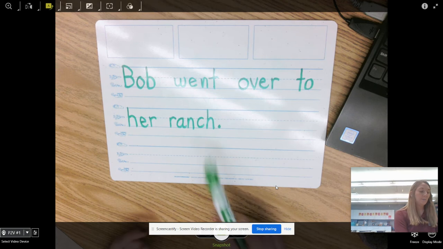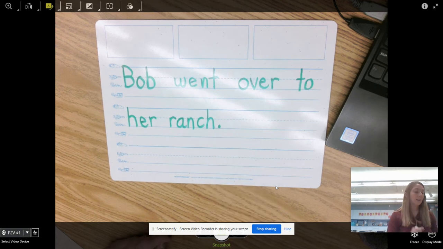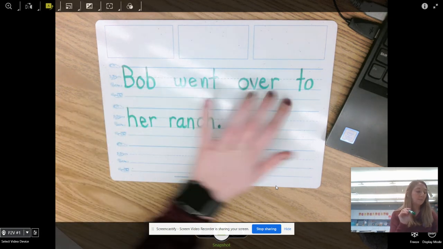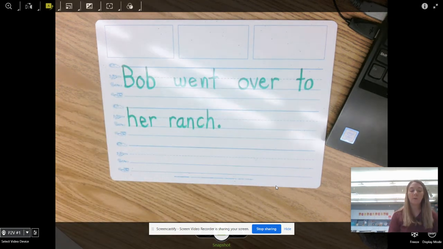All right, we put our punctuation mark. Check. We started with a capital letter. Check. We left spaces between the words. Check. And we wrote nice and neat. So I want you to make sure that you're doing that little checklist at home while you're writing these. Now that we've double checked our sentence, let's go ahead and mark up our words.